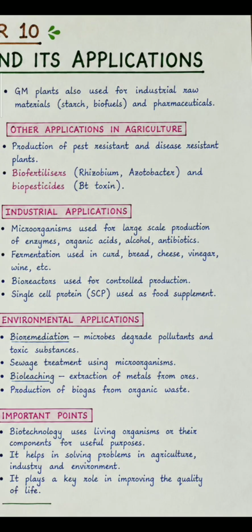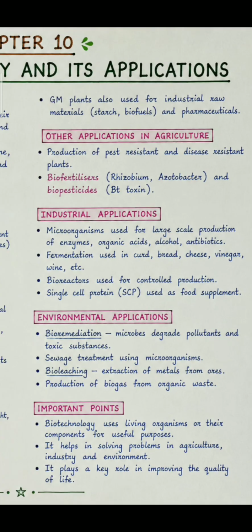And genetically modified plants are also used for industrial raw materials, starch, biofuels, pharmaceuticals, and other applications in agriculture. Production of pest-resistant and disease-resistant plants, and biofertilizers like Rhizobium and Azotobacter, and biopesticide, meaning Bt toxin.